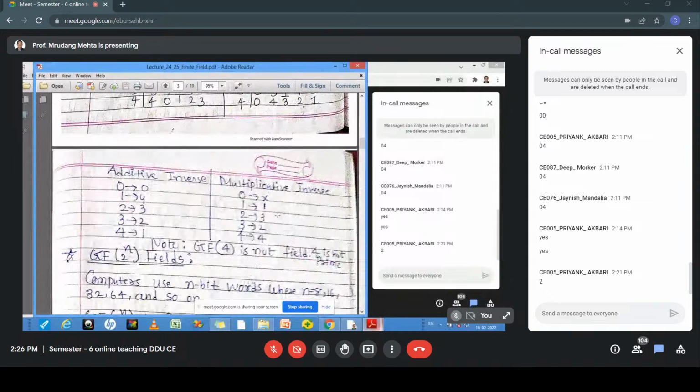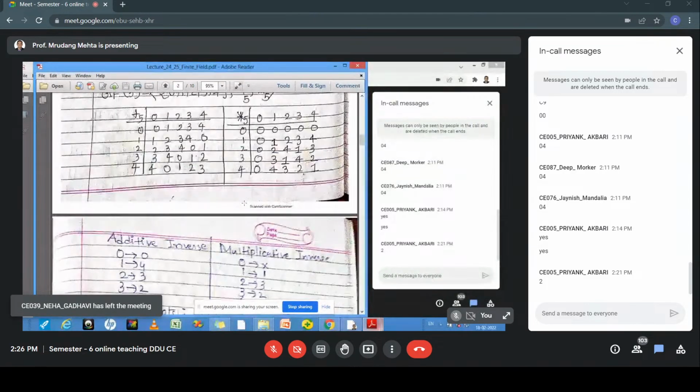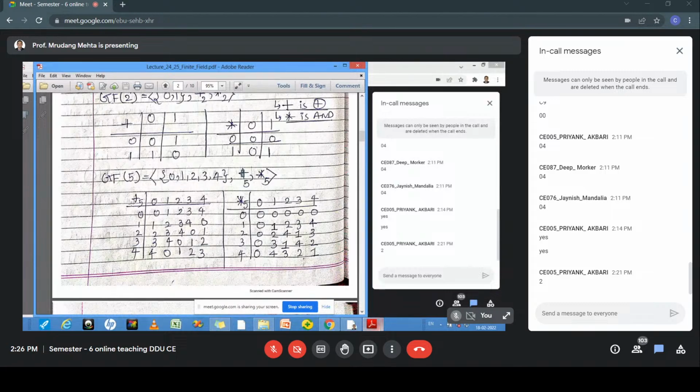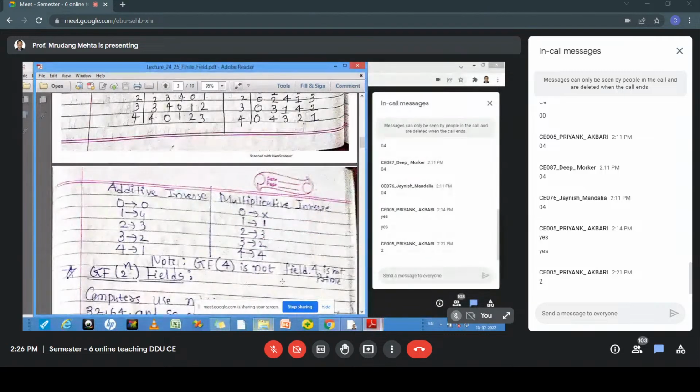Okay, so the multiplicative inverse for the plus operator for 0 is not available. The inverse is not available in the second operator. So that satisfies. Okay, so we will have a further discussion on this Galois field in next class.